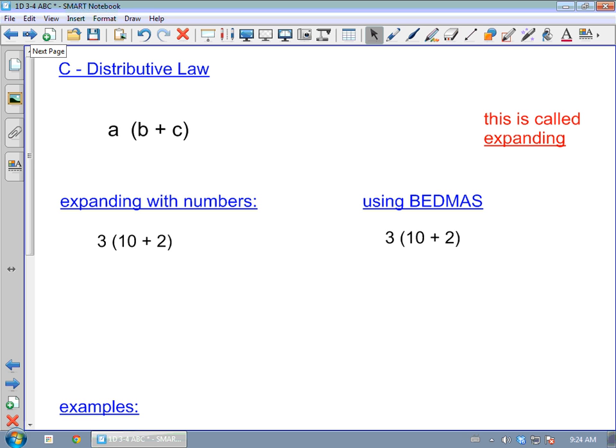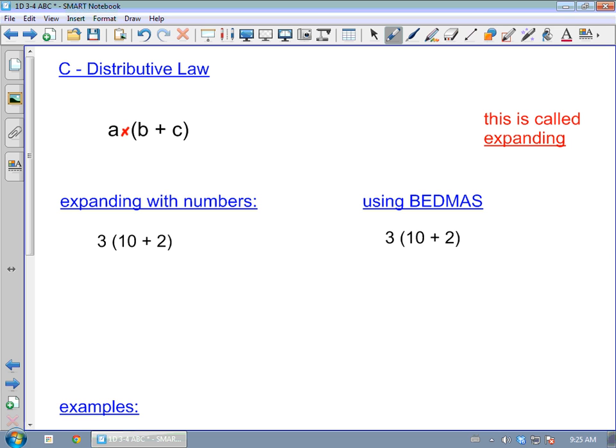Well, when we see something that looks like this, we've got a term out in front, this term A, and then we've got brackets, and then we've got two things inside the brackets that are added together or subtracted from each other. We know that when we see a term and then another term with no sign in between them, the operation we're doing between these two things is multiplication. So this means A times B plus C.